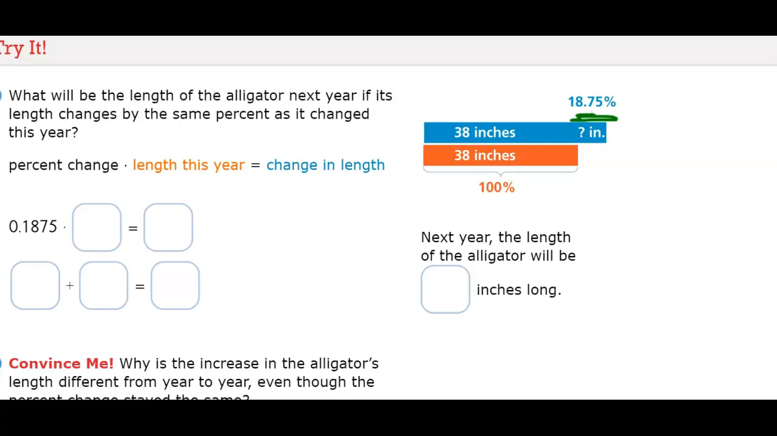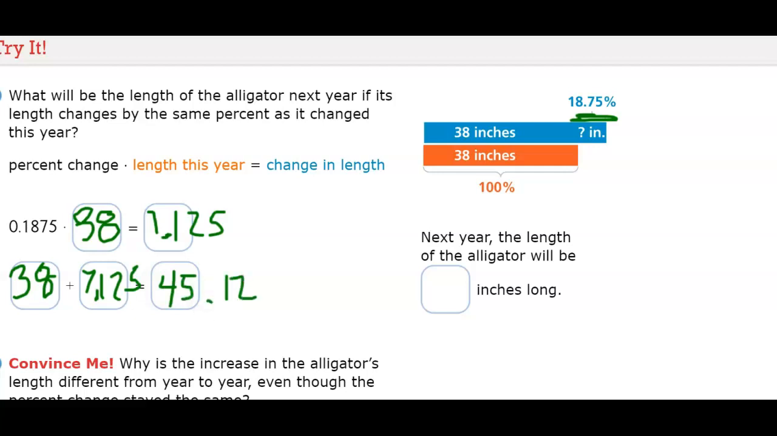The length this year is 38 inches, and you multiply that together, you get 7.125, and then you take the 38, which is the length this year, you add it to the 7 and 125 thousandths, and that will equal 45 and 125 thousandths that the alligator will grow next year.